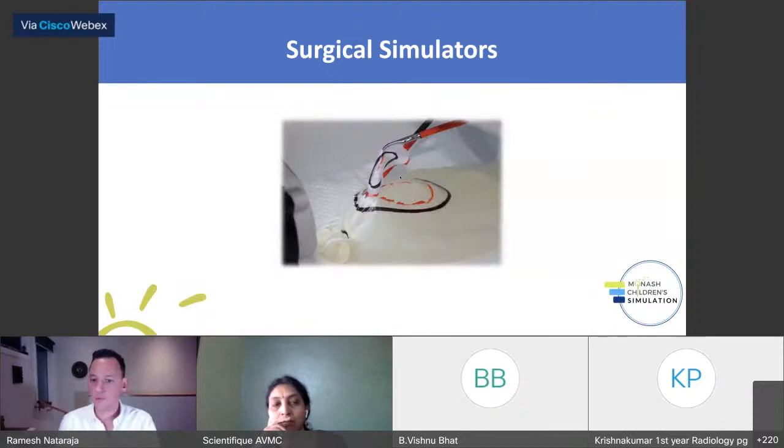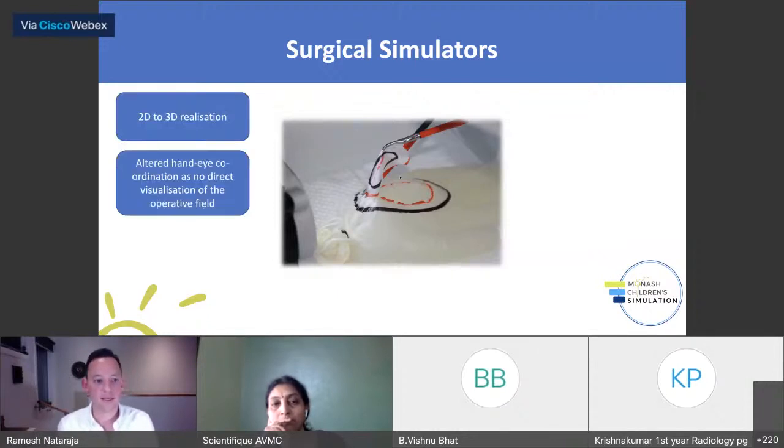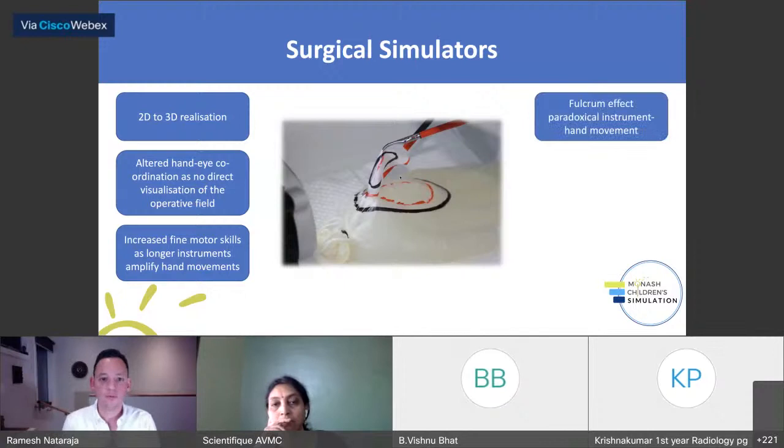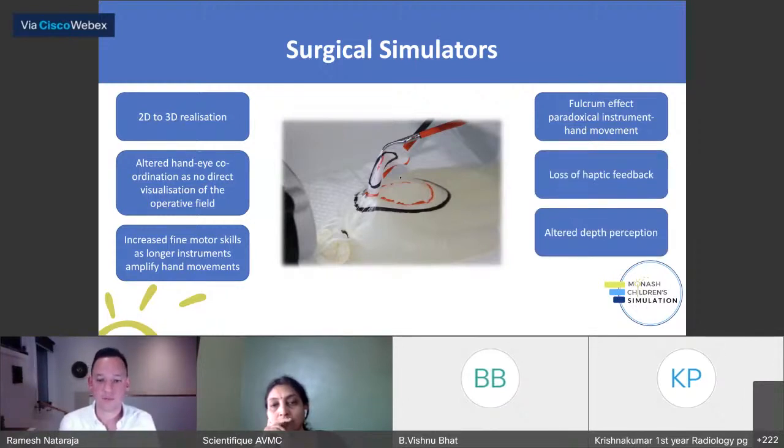And the double glove, so we're doing all of these things. Some are specific, some are not specific to operations, but it teaches us the 2D to 3D realization. Altered hand-eye coordination, as there is no direct visualization of the operating field. The increased fine motor skills, as we've got longer instruments which amplify our hand movements. The fulcrum effect, when I move right, the instrument moves left. And your brain has to get used to that as well. You don't have as much haptic feedback. You have altered depth perception, and all of those things you can teach within laparoscopy.